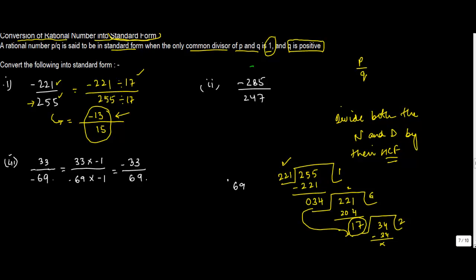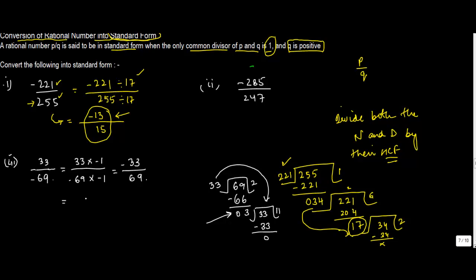So 69 and 33. Now 33 into 2 is 66. 9 minus 6 is 3, 6 minus 6 is 0. Then we make the divisor the dividend, 33. We know 3 into 11 is 33. Subtract it, we get 0. Hence the HCF is 3.